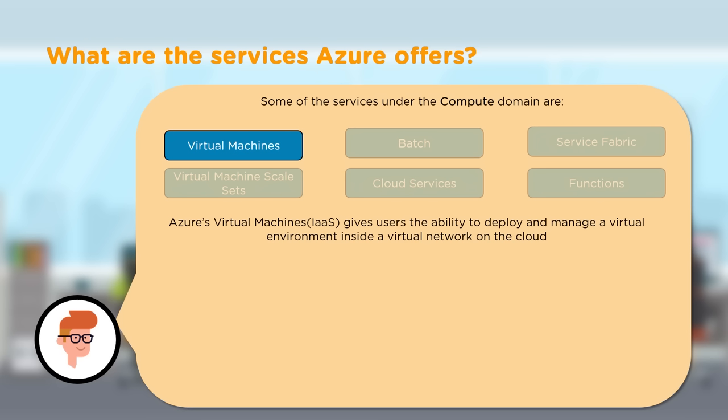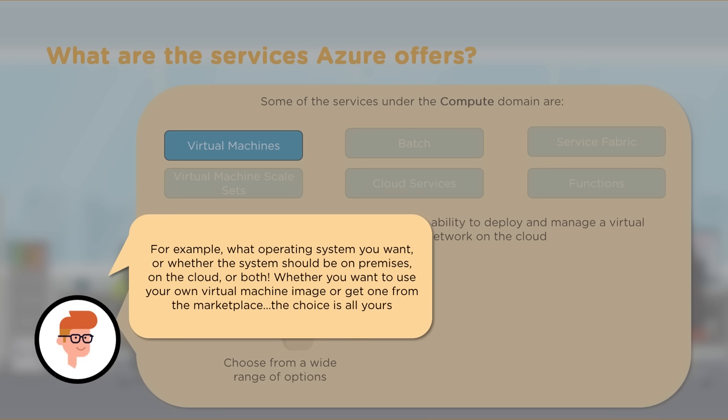Now we will talk about virtual private network at a later point, but as of now, just know that there are a lot of services available in Azure Compute Service that we can benefit from. We can always choose from a very wide range of compute options. For example, we have an option to choose the operating system. We have the option to choose whether the system should be on-premises or in the cloud, or do we want to maintain the environment both on-premises and in the cloud.